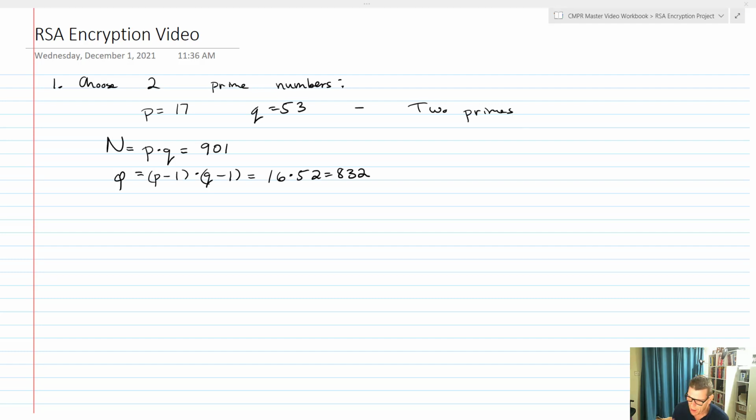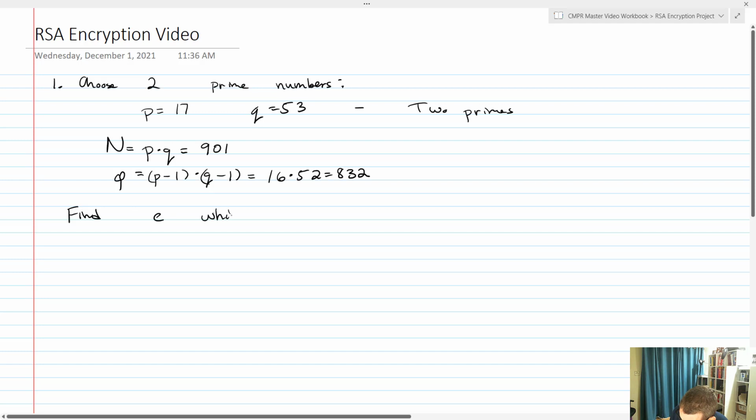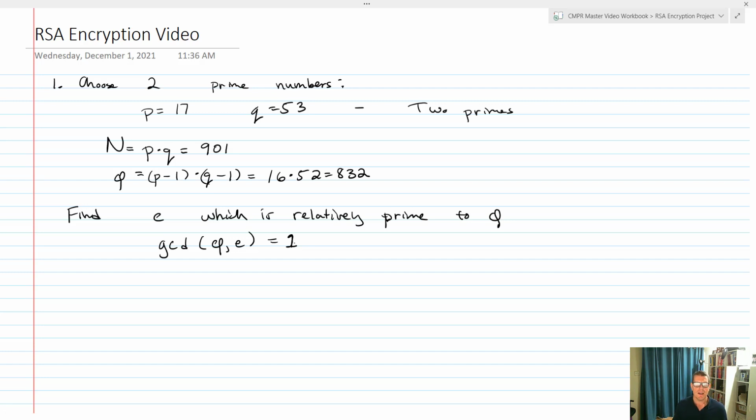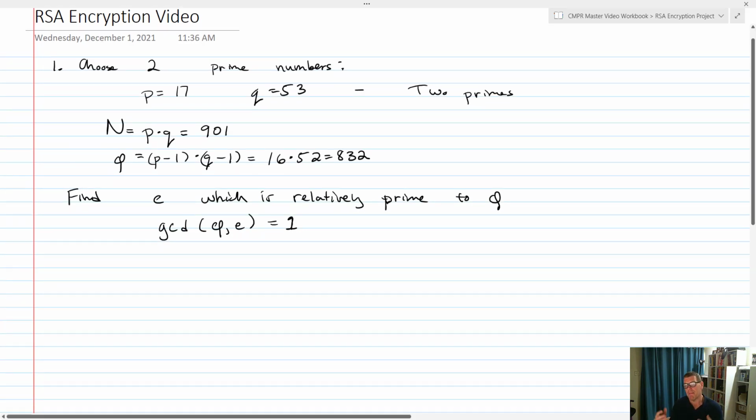Now that we've done that, we want to find E, which is relatively prime to phi. Meaning that the GCD of phi and E is going to equal 1. Now, when I'm creating E, I don't want to pick a really small number for E because that actually makes my calculations really unwieldy if I'm doing this stuff by hand. And not only that, it might make it really easy to decrypt.